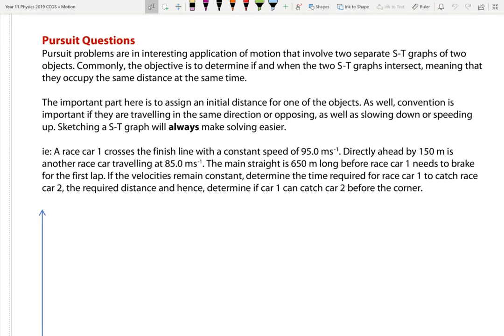I've just told you that there's a pursuit question in the test. I would hope that you would be motivated enough to pay attention.